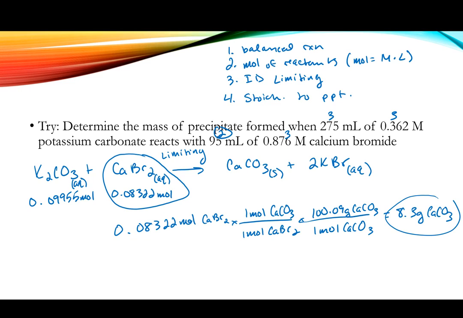You don't want to, when you're doing your mole amount, round that to sig figs. Remember, you do not want to round to sig figs until the very end of your problem. Rounding too early can throw your answers off. So only round at the very end when you are giving me the mass of the precipitate.